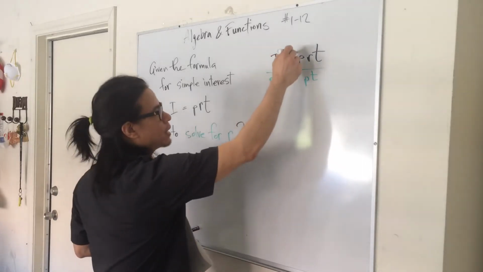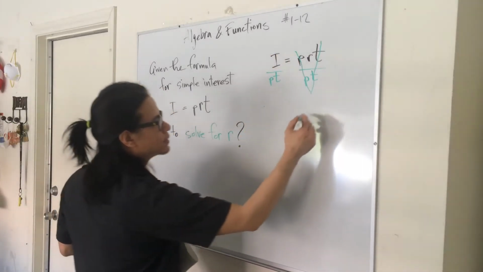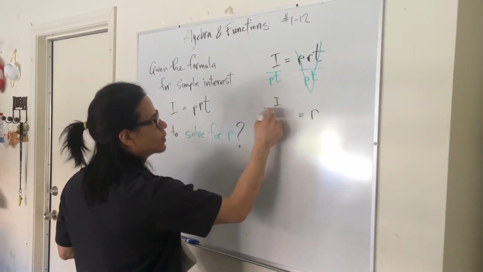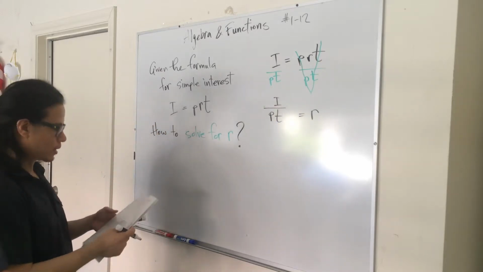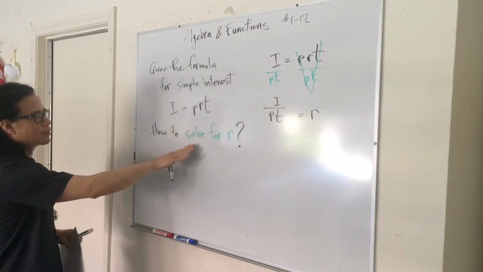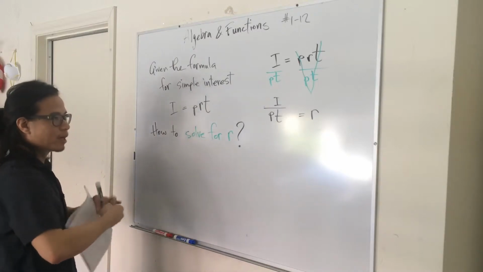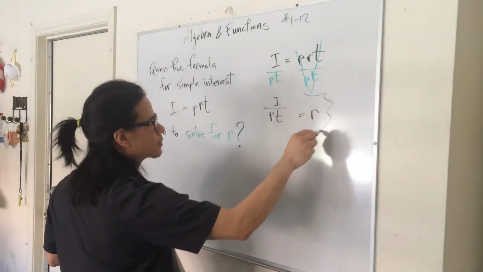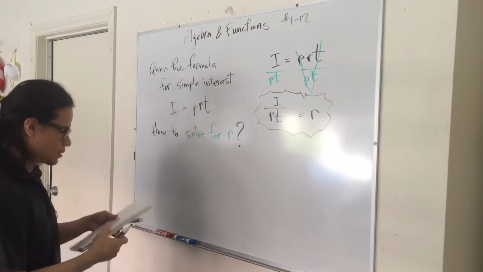So now the P cancels and the T cancels, leaving us with just R is equal to I over PT. Okay. So going back to what the question wants, it says solve for R. We've gotten R by itself. R is equal to I over PT. So we've done what we've been asked to do.